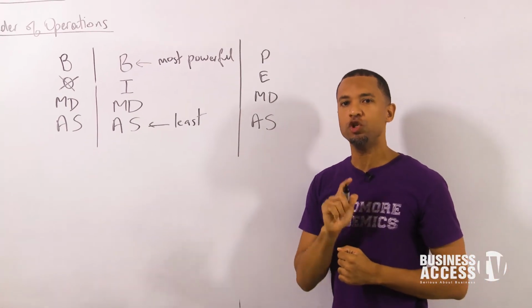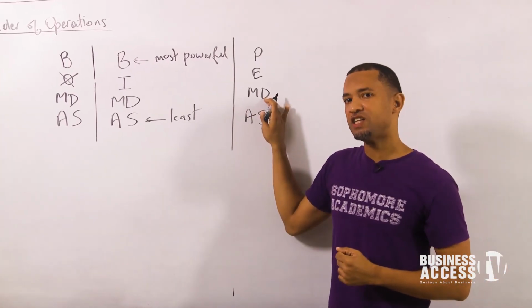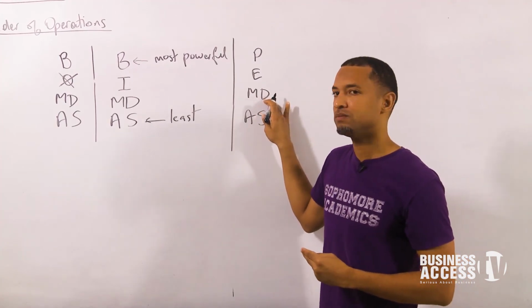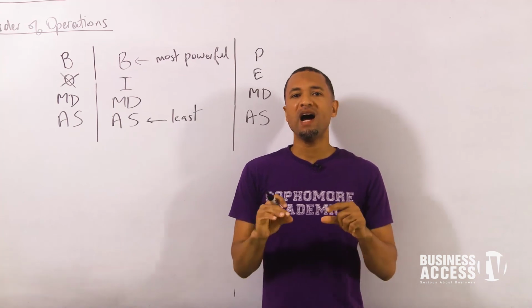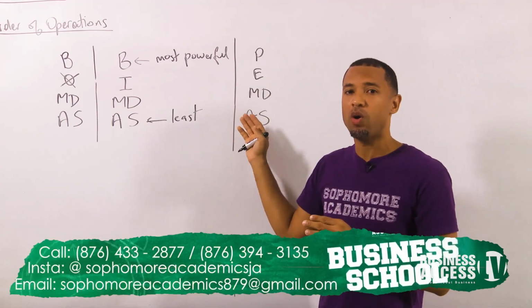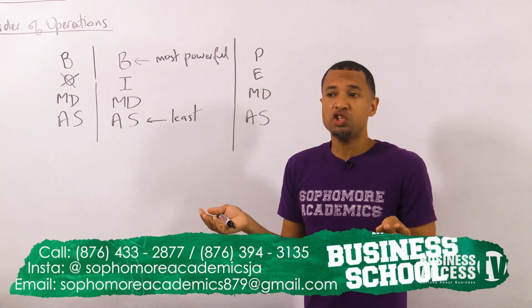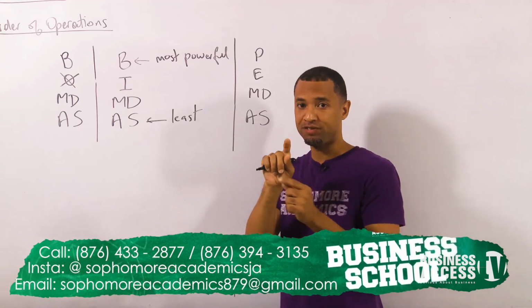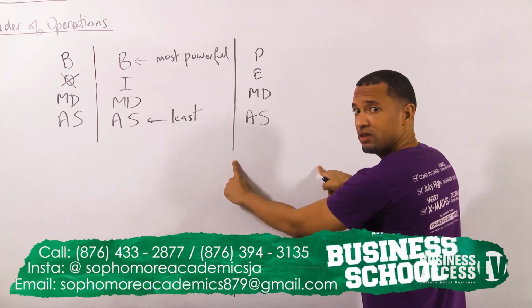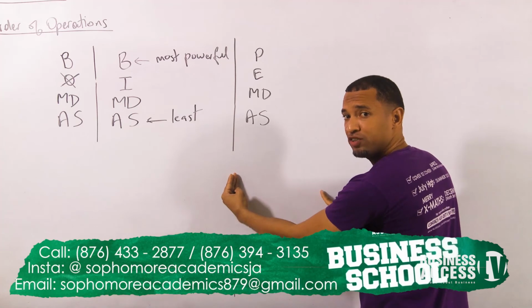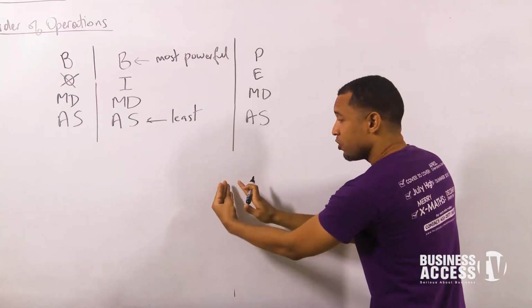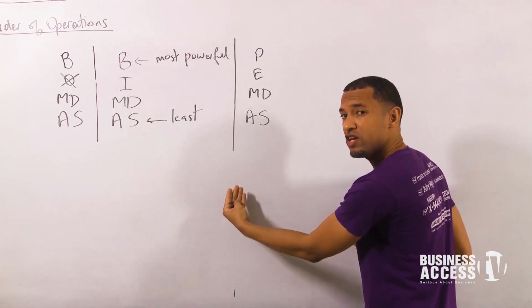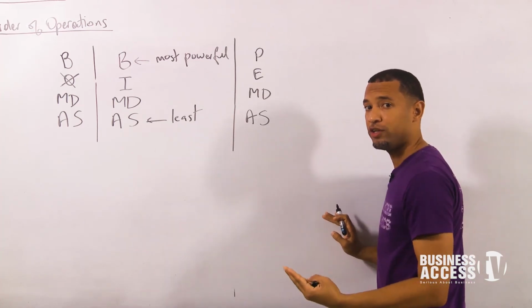Now you'll realize multiplication and division are on the same level. It means they are equally powerful. When you have two operations that are equally powerful, you know how you read from left to right. So in reading your expression from left to right, if you see a multiplication and a division, whichever you see first, that is the one you do.